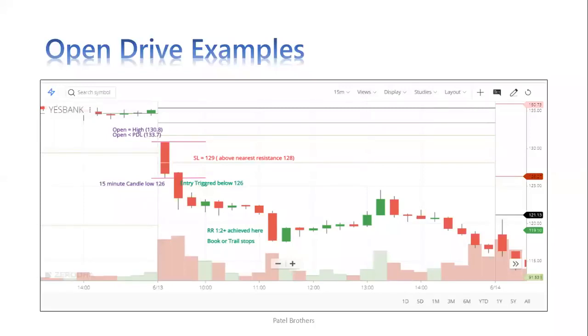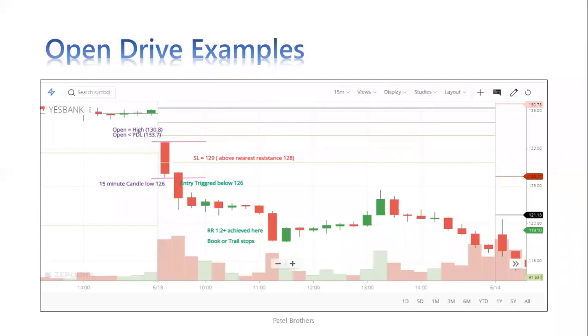How much capital is required for intraday trading? I must say, if you are trading futures, it should be at least 2 lakhs of capital, because per trade you can take at most 2% risk, which comes to around 4,000 if you have 2 lakh.